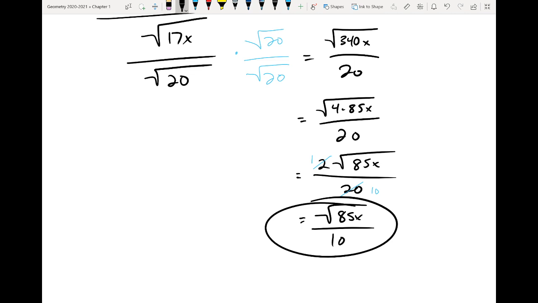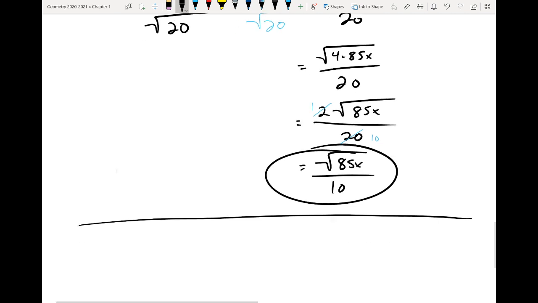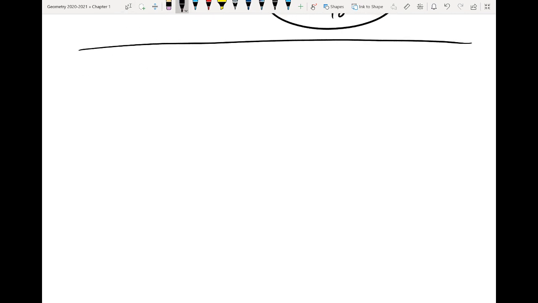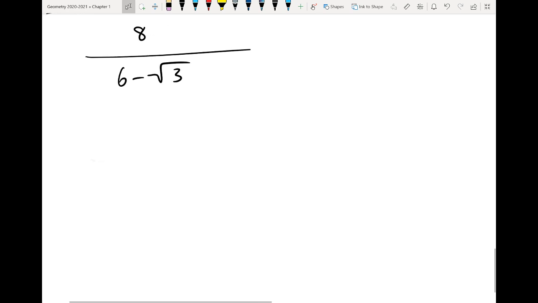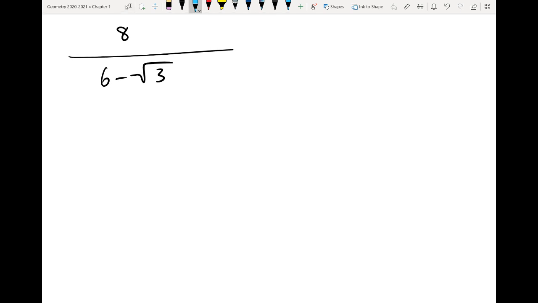Okay, our last concept here with reviewing these things is this. We might have a messier denominator, right? Look at something like this, 8 over 6 minus rad 3. Now I can't just multiply by rad 3. It's not going to work out, okay? So a little sidebar here, just remembering something. We're going to utilize what's actually called the conjugate. The conjugate comes from this concept.